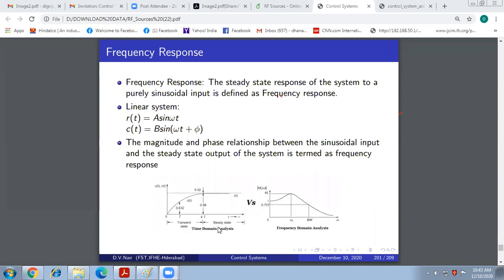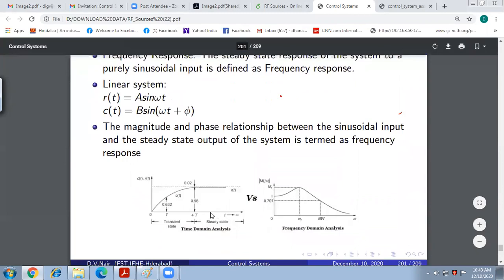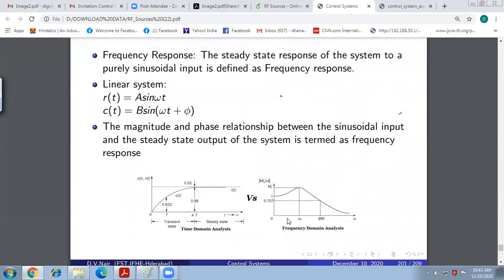So here there are two responses. In the left hand figure, is the figure visible enough, everyone? Yes. In the left hand figure you have the time response, and in the right hand figure you have the frequency response. So this is how the system behavior will look when we are in the frequency domain, and this is what we normally encounter when we are in the time domain.